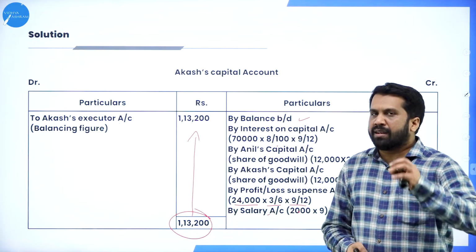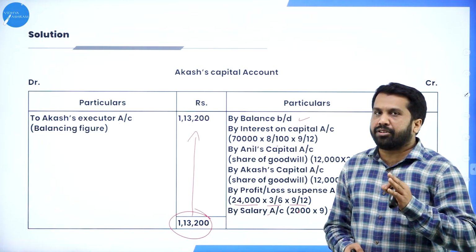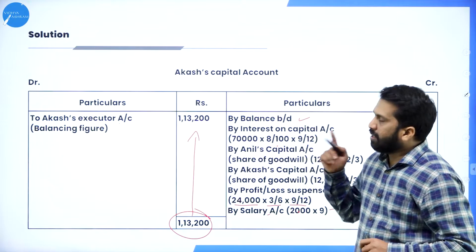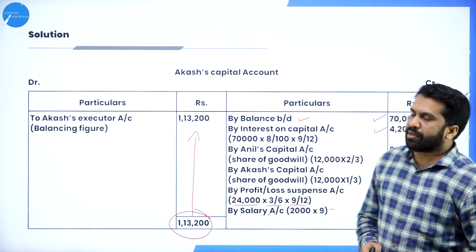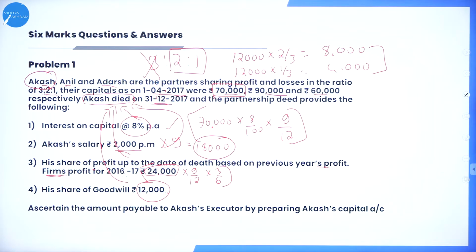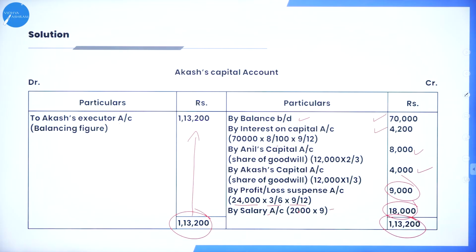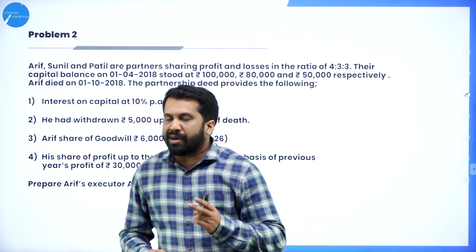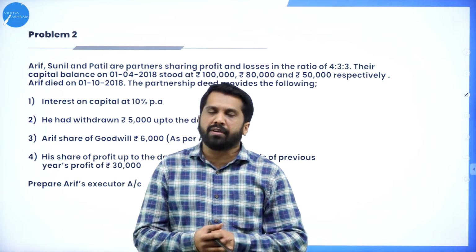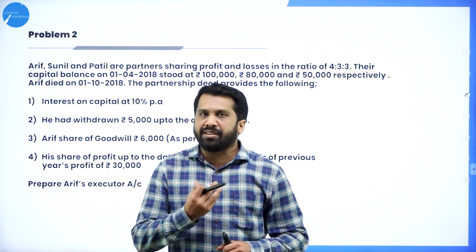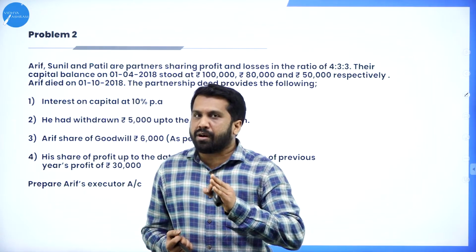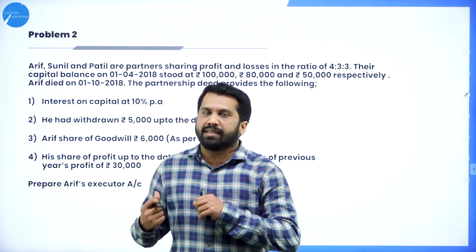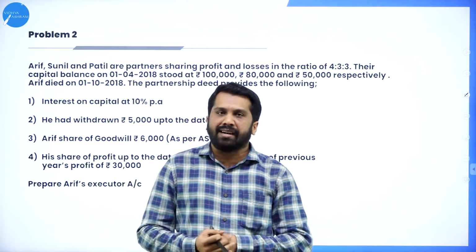Hope you are clear. The easiest topic in your partnership is death of a partner. I'll go out of the screen. Please take a screenshot. This will be a 6-mark question on death of a partner. This will be your solution part. Now, this is your problem number 2. As I told you, this is homework for you. Until and unless you complete your homework, don't see the answer. You work it out, later check the answer.